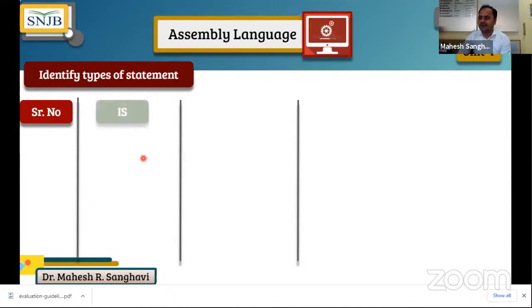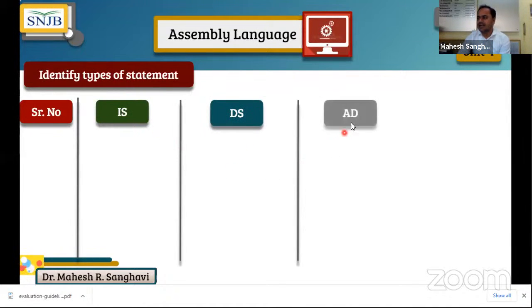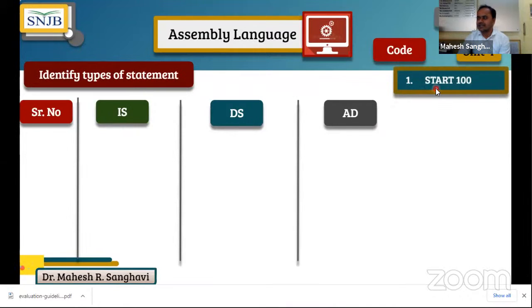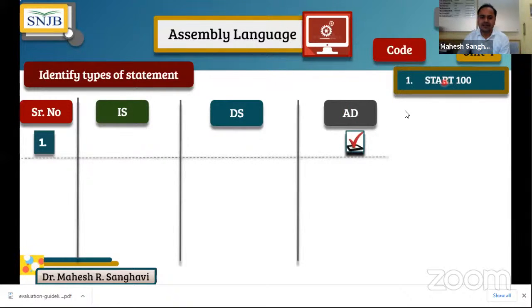So my dear friends, we need to understand which is the imperative statement in the given code. DS stands for declarative statements and AD stands for assembler directive statements. Now you will understand by observing this particular code. Code was like this: start 100. Statement 1, start 100, is coming under the category of assembler directive, because start is an assembler directive statement.